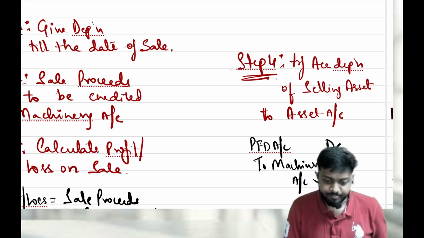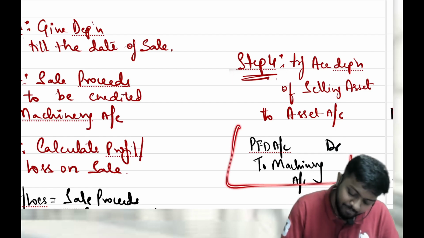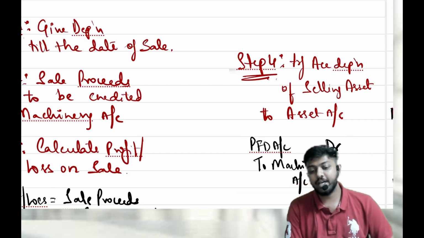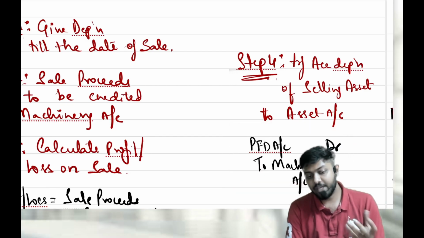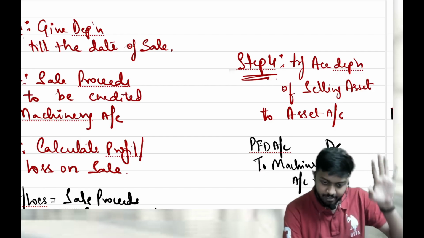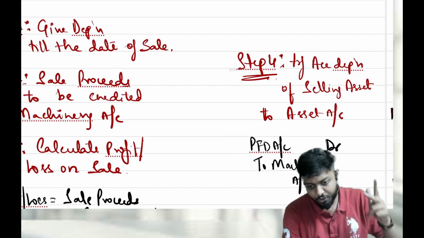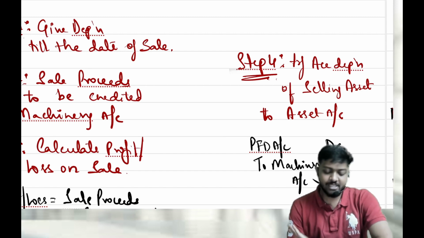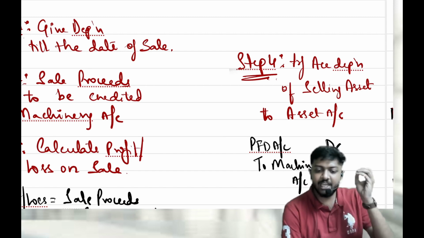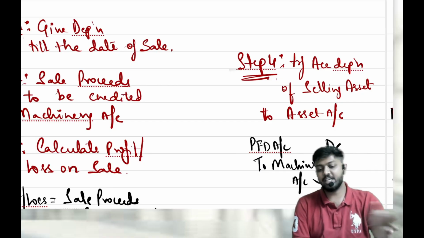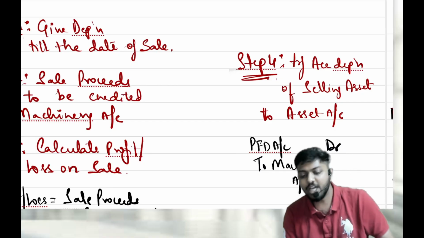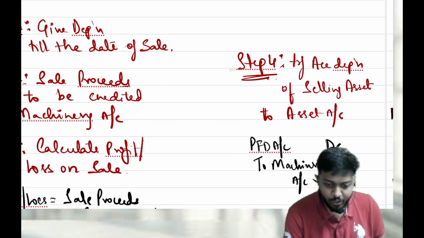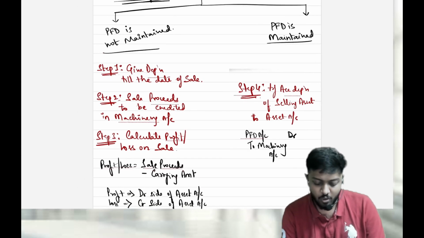All of you? This one step is added if at all you are doing the sale entry in a case where PFD is maintained. All the steps are relevant. Steps 1, 2, 3 are relevant. Step 4, you will do this one. And in the end, once all the sale entries are done, give depreciation on the remaining assets which are not sold and close the case. That's how you do sale accounting. I hope you have understood. Okay.